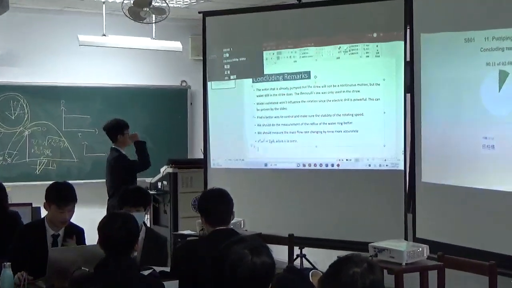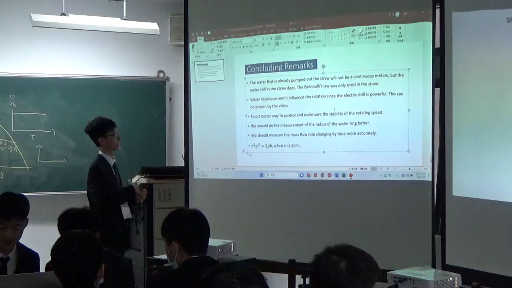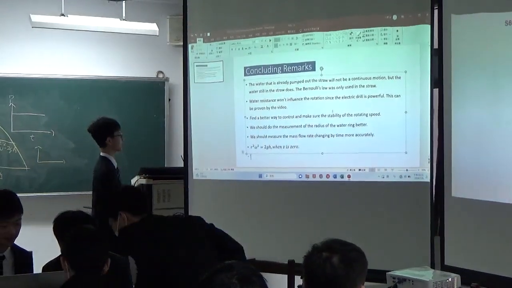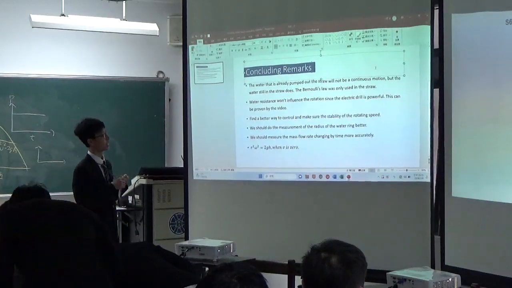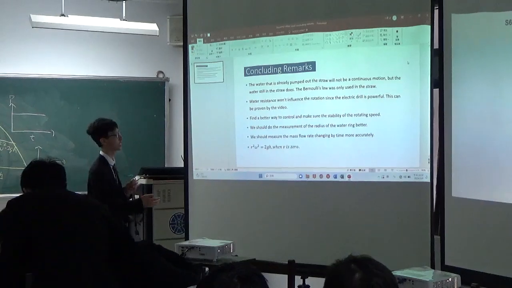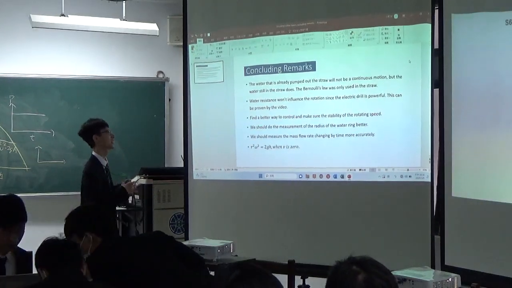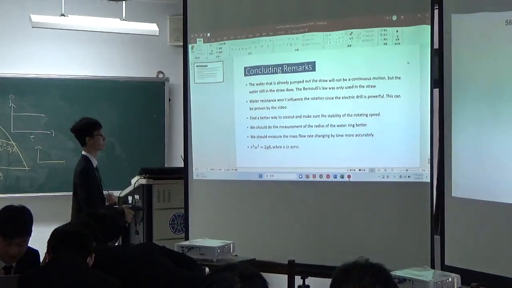Okay, this is our concluding remarks. The water is already pumped out of the straw and will not be a continuous motion, but the water inside the straw is. So the steady flow is useful in the straw.